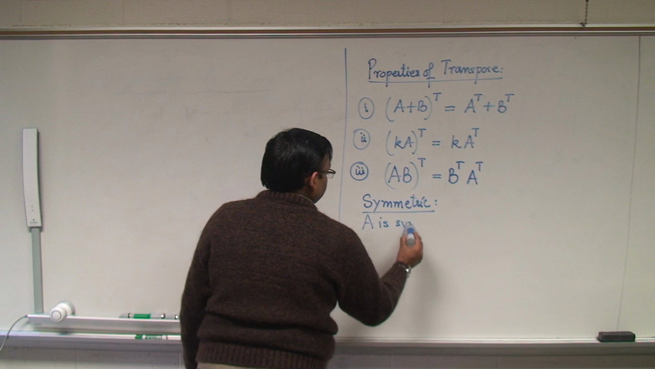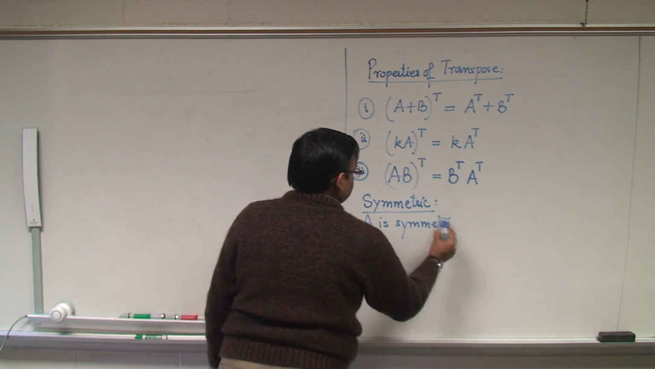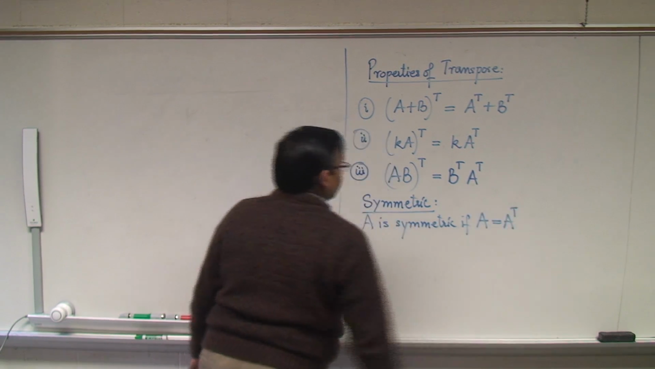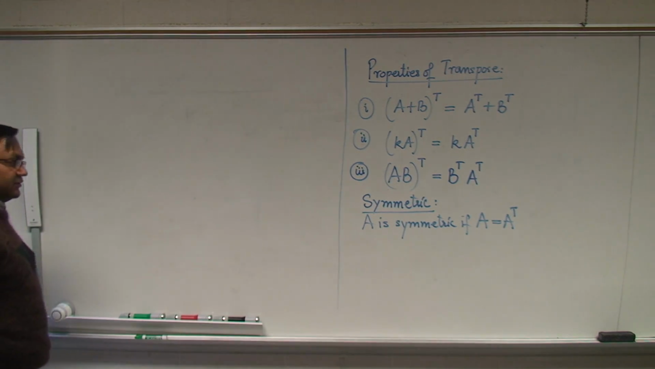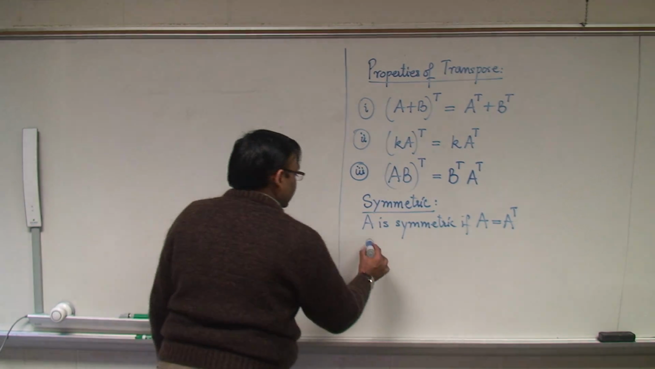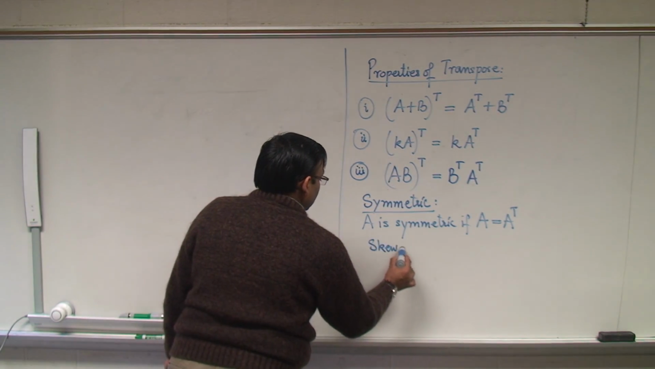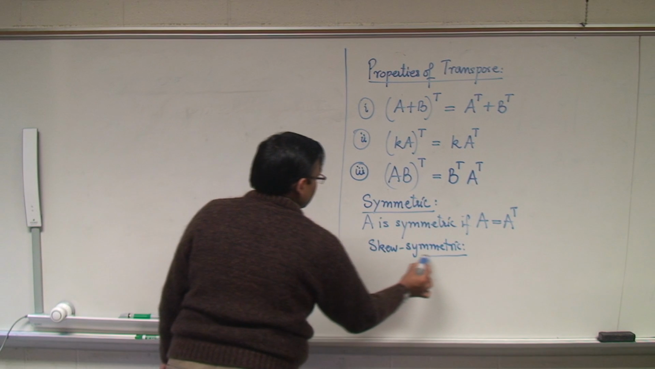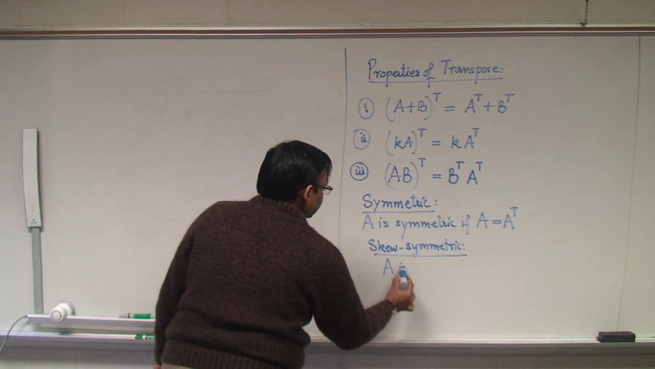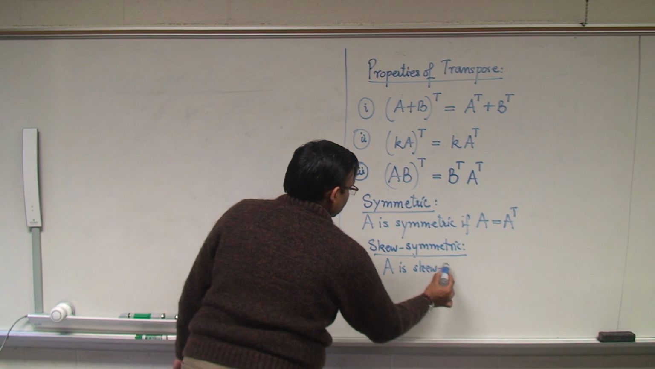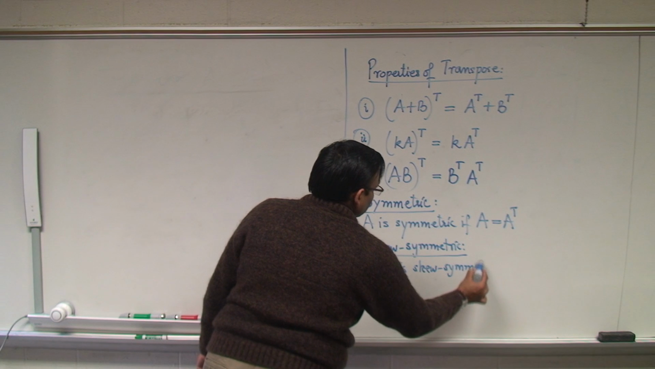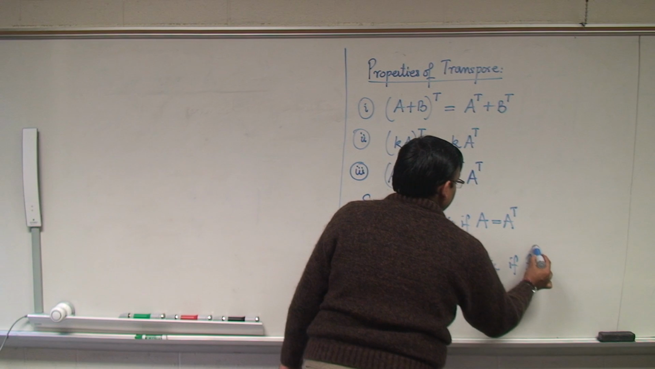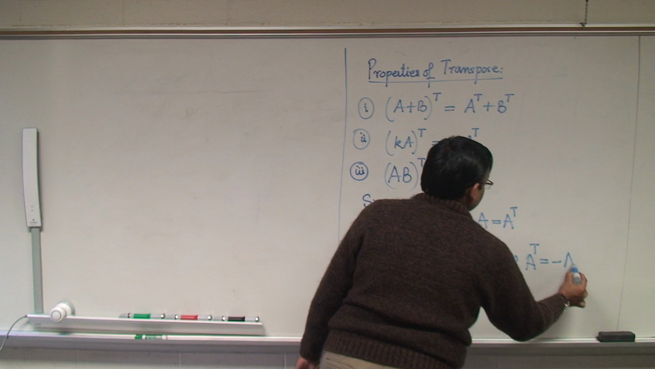So we say a matrix is symmetric if that matrix is the same as its transpose. That means the operation of transpose does not change the matrix. If that happens, then it's a symmetric matrix. And we have another type called the skew symmetric matrix. So we will say A is skew symmetric if A transpose happens to be minus A.